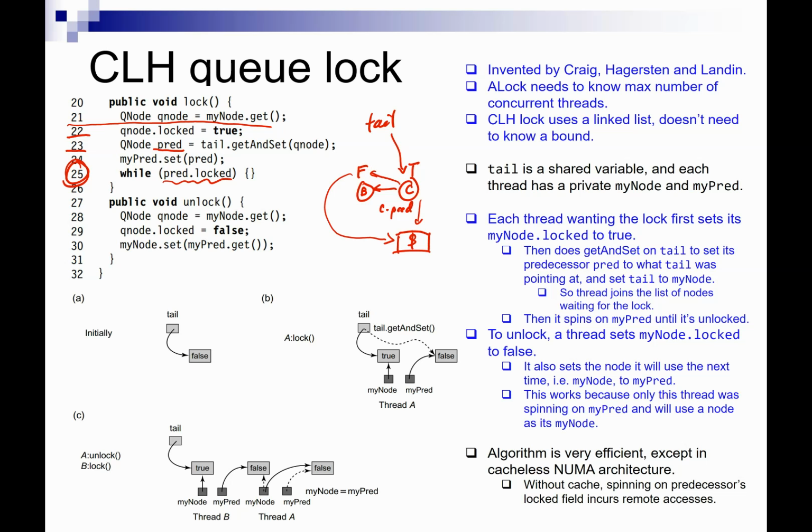And then the false value gets broadcast to C's cache. Okay, so that's only one instance where there's message traffic. So it's efficient.